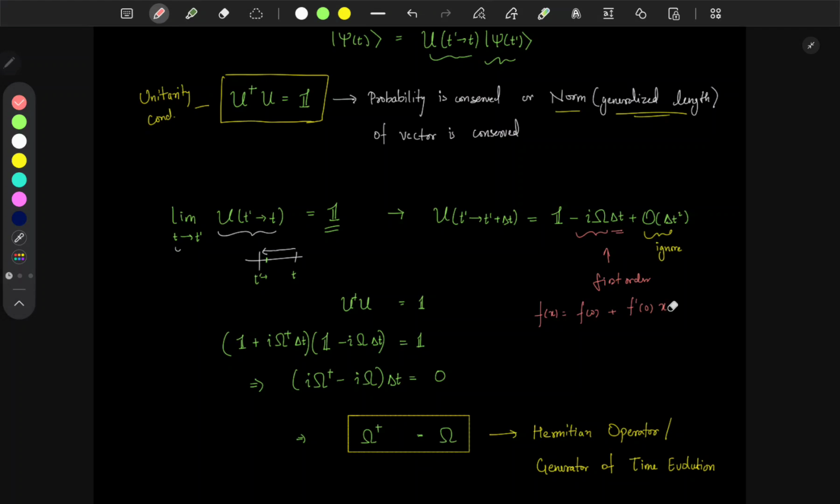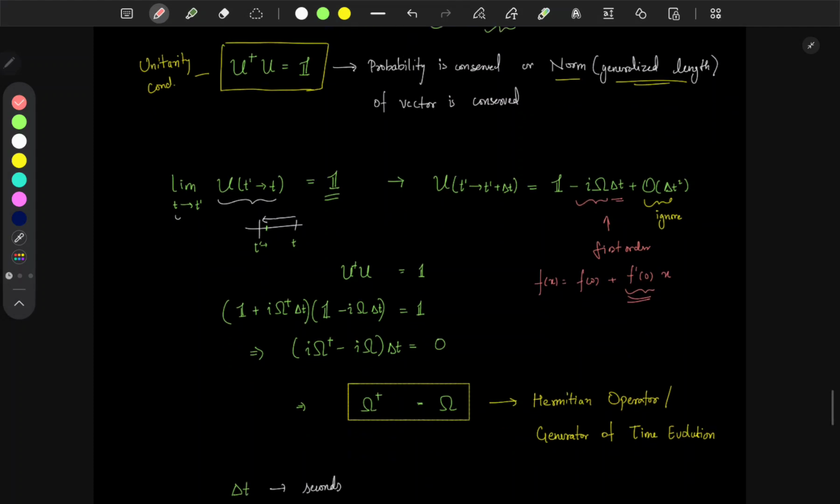f prime 0 x. So at x we have delta t in place of x, and the thing which is in front, that's minus i omega. This is something like this, f prime. So you can say it is something like the first time derivative of U. In fact, we will see the first time derivative of U further in this lecture. Okay, so now why have I put this minus sign and this iota here? It's just a mathematical convenience. It's not necessary, but it just gives this omega a meaning, which we will see later.